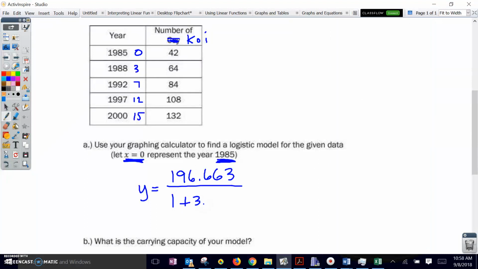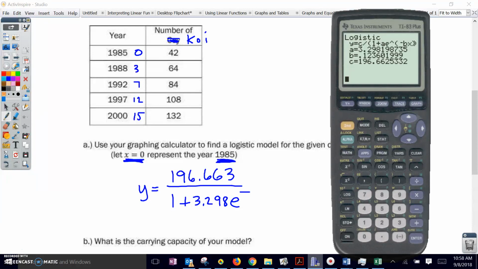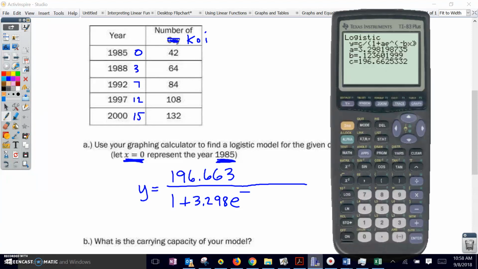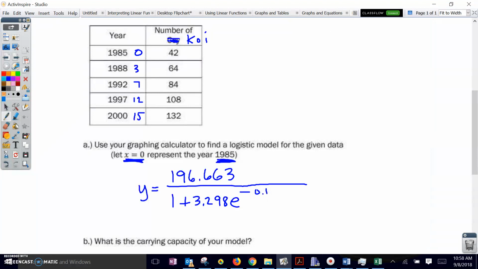1 plus 3.298 e to the negative, and then I need my b. Now, usually with these b values, since they're in the exponent, I tend to keep more than 3 decimal places. I like to use maybe 6 as a kind of standard. So that's going to be 0.123602 t.